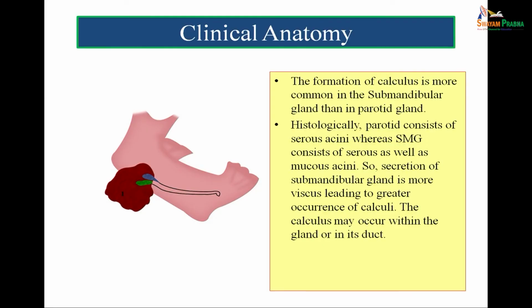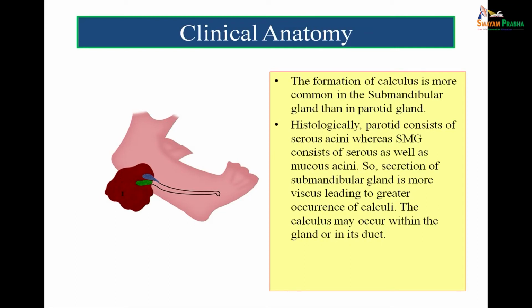Now, this figure here is showing a stone in the submandibular duct region, and why stones are more common in the submandibular salivary gland needs to be understood. Stones are more common in the submandibular salivary gland due to the nature of the secretion, which is more viscous. Histologically, the parotid consists of serous acini, whereas the submandibular consists of serous as well as mucous acini. So, the submandibular gland is a mixed salivary gland, and its secretion is more viscous, leading to greater occurrence of calculi.